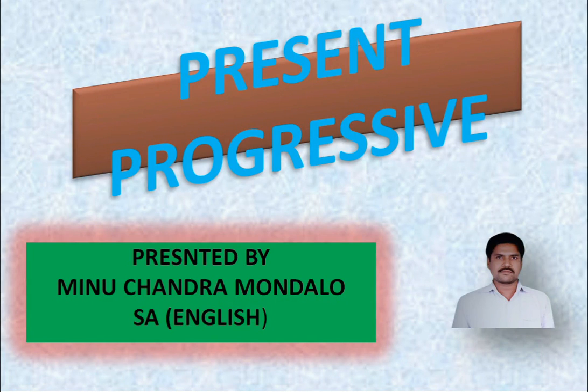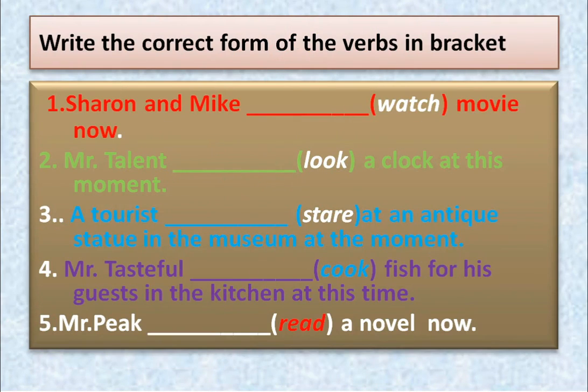Today I am going to cover an important topic, present progressive. Before going to progressive tense, I have already covered the structure and the application part of the present progressive tense. Today we are going to do some exercises on present progressive. Write the correct form of the verbs in brackets.